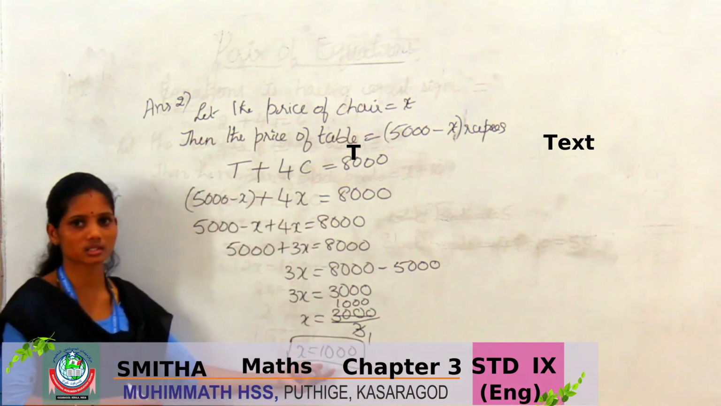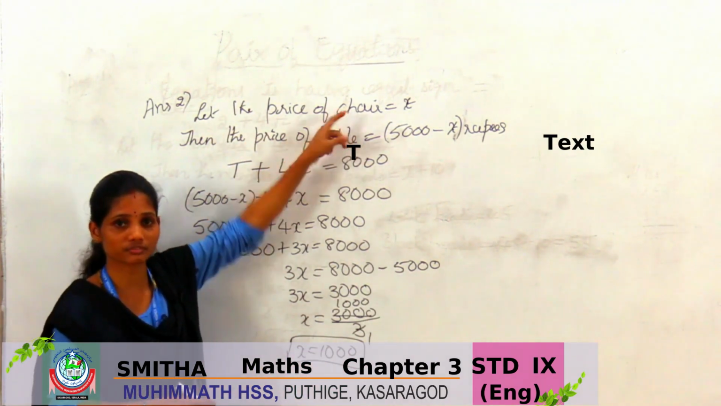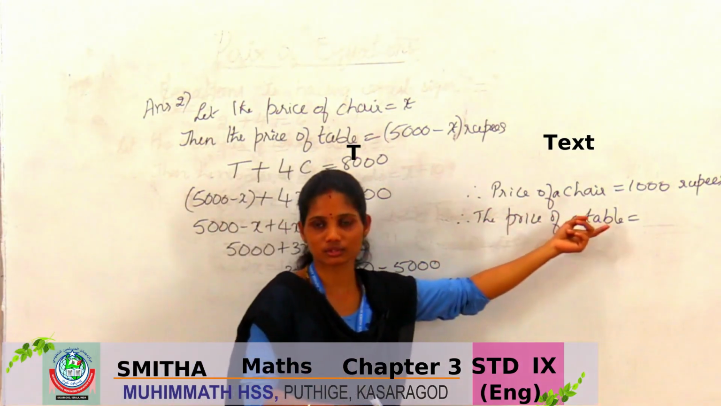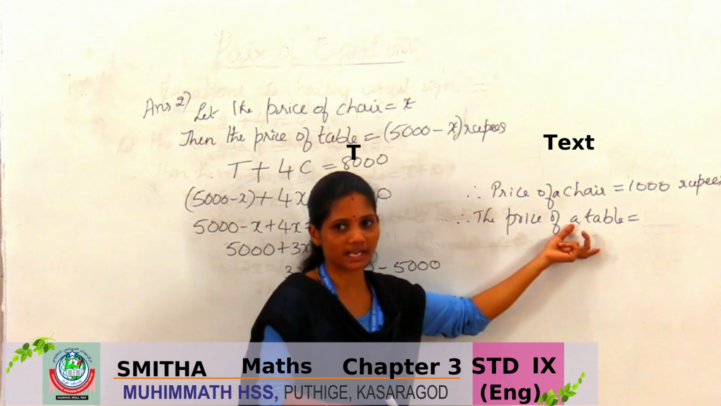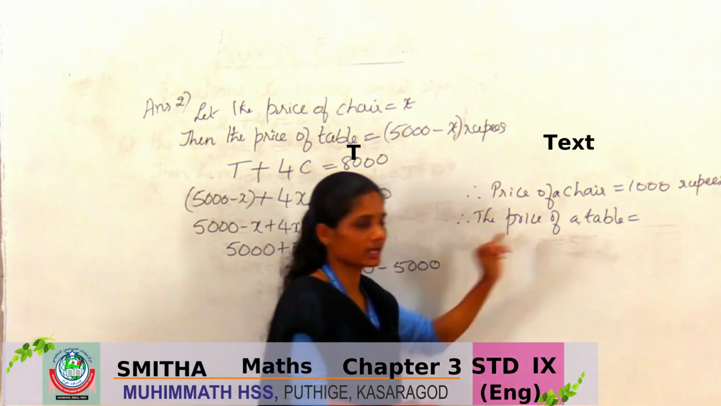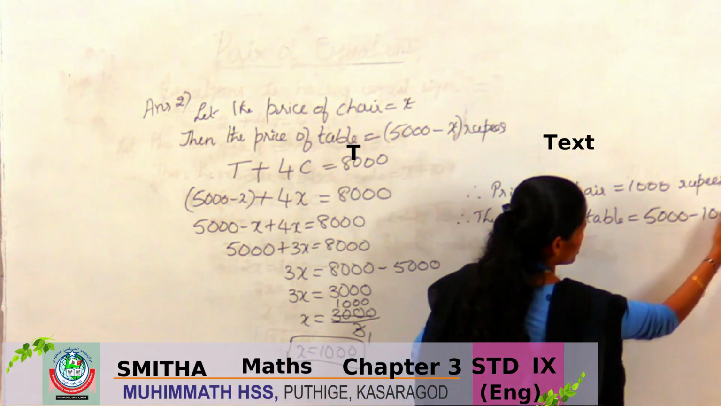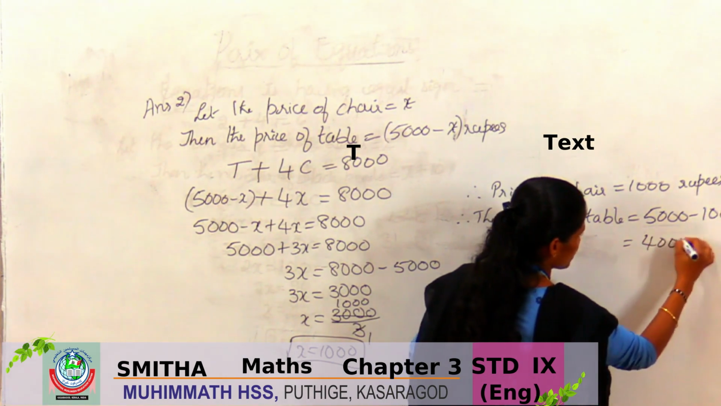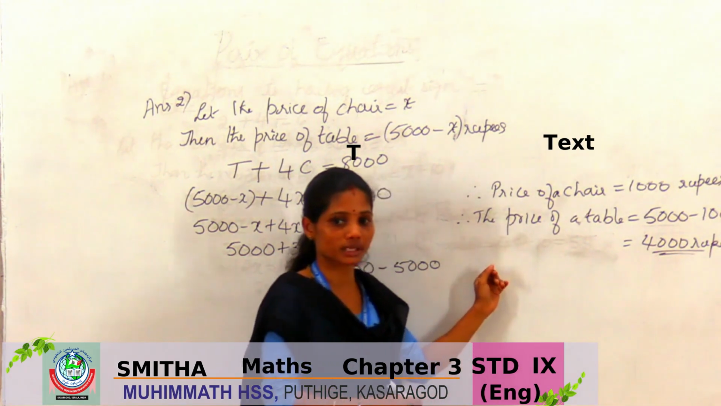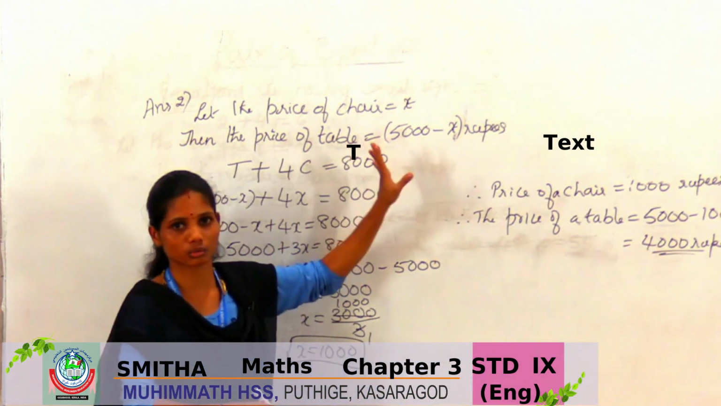So what is this x? x equals 1,000. x is the price of chair. So price of chair we got as 1,000. Therefore, price of a chair equals 1,000 rupees and the price of table is 5,000 minus x, means 5,000 minus 1,000, so 4,000 rupees. Now add these two together, 1,000 plus 4,000, total amount is 5,000.